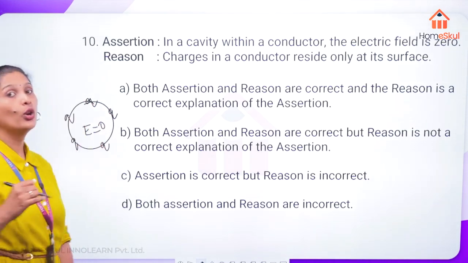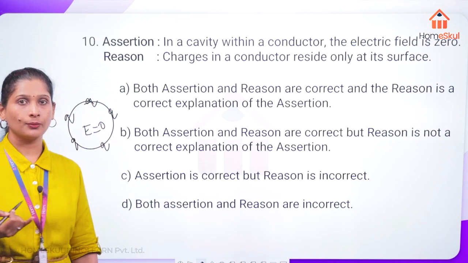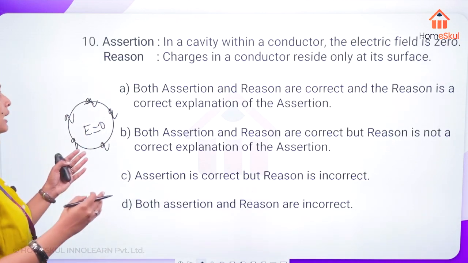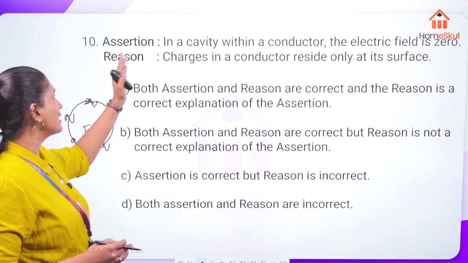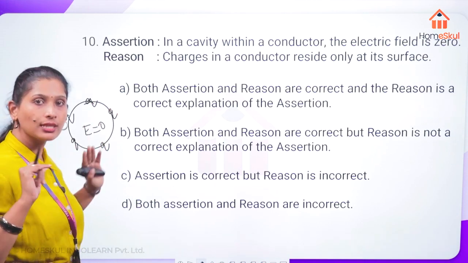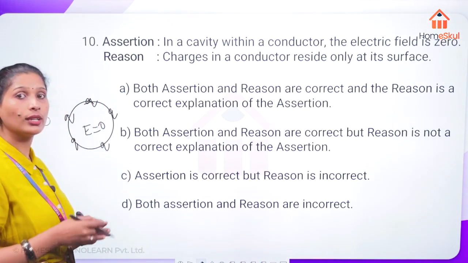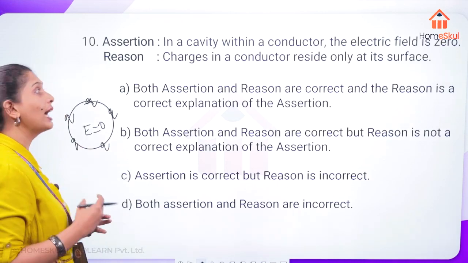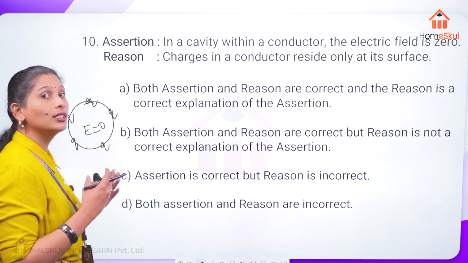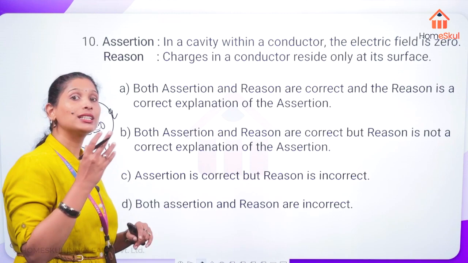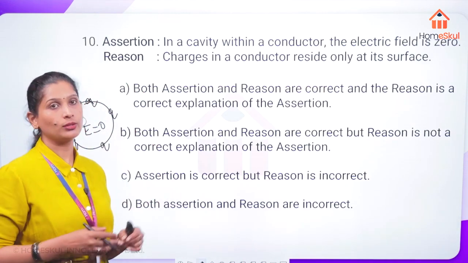Okay, so do you agree with this? Okay, so what do you have to analyze? You have to see whether the statement given in the assertion is correct, and you have to check whether the statement given in the reason is also correct, and you have to analyze whether the reason is giving you the correct explanation for the assertion.